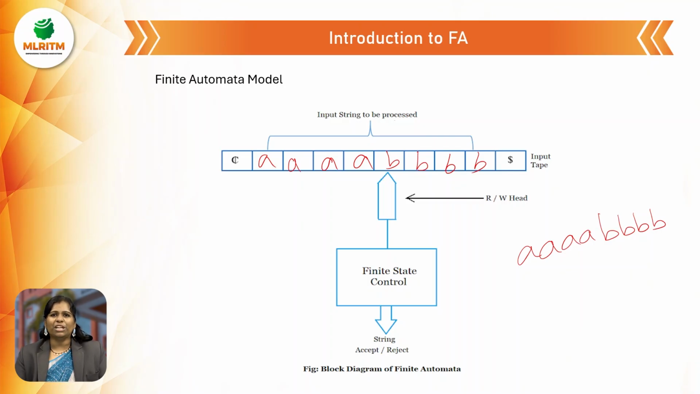That block is divided into cells. So each cell is inserted with a single alphabet. The input is divided into cells, and each cell is inserted with one element. That is known as the input tape. We can say these are cells.